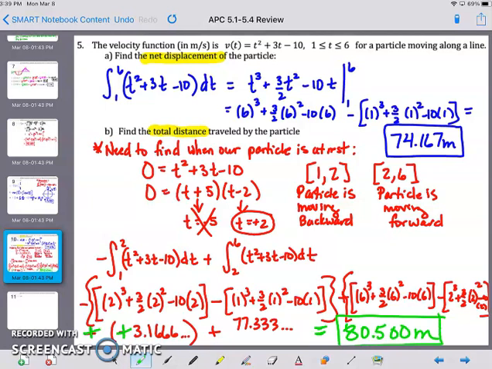So make sure that you understand the difference between if somebody is asking you for net displacement versus if someone is asking you for total distance traveled.